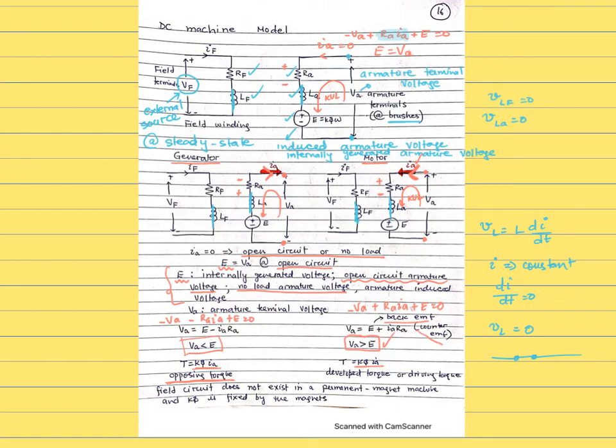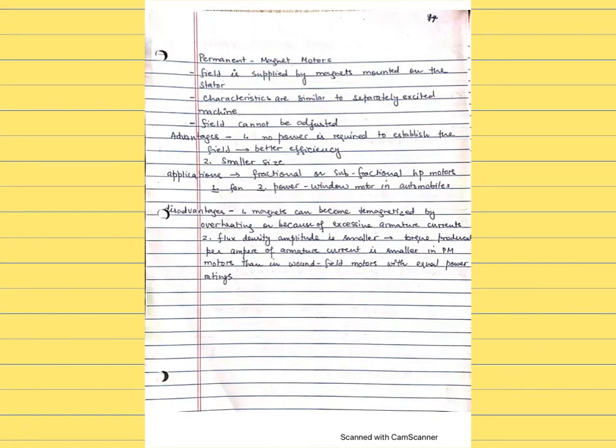In case of permanent magnet DC machines, the field circuit is not there, so K phi is fixed by the magnets. In permanent magnet motors, the field is supported by magnets mounted on the stator. Characteristics are similar to separately excited machines, where the field winding and the armature winding are separate, and the field winding has an independent source of supply. But in permanent magnet machines, the value of the magnetic field cannot be adjusted.